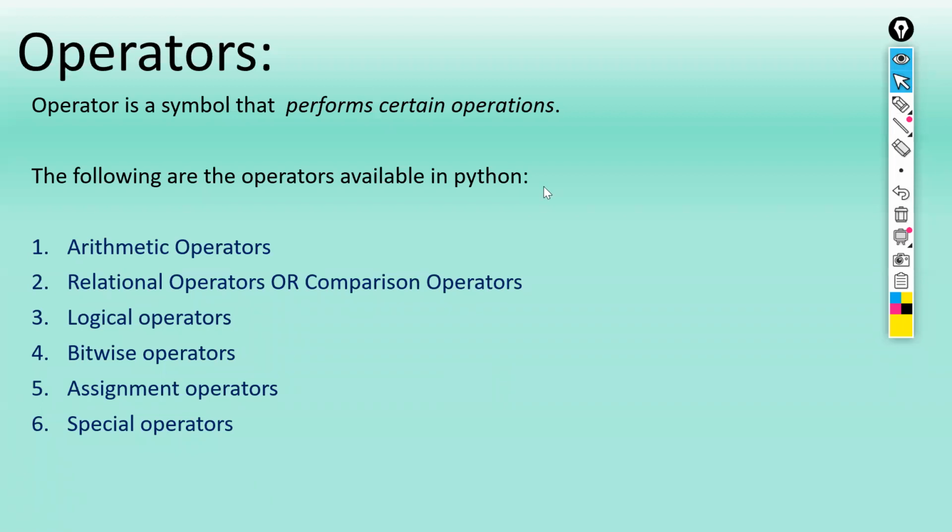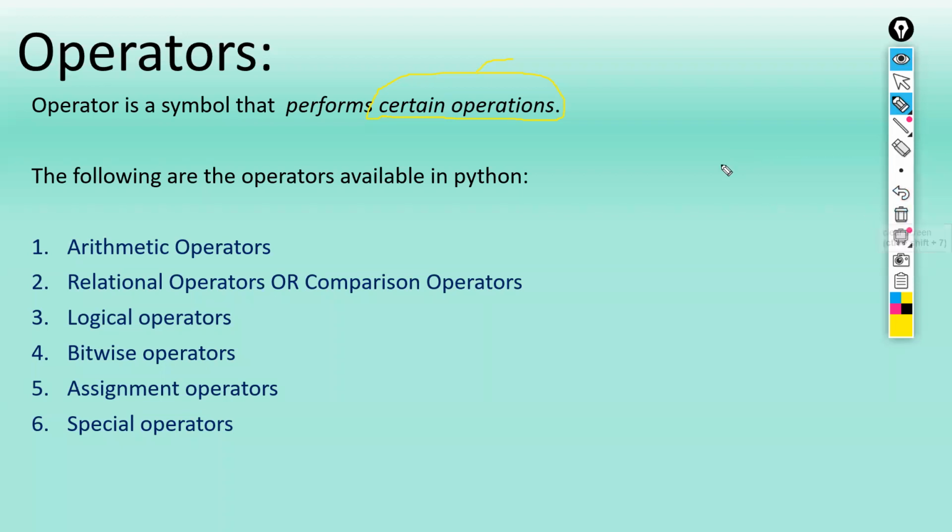Okay, operators. What do you mean by operators? I think everyone knows, because you are very familiar with programming. In C programming, you can use this kind of operators. Operators are used to perform certain operations. What are the operations? Simply addition, subtraction, multiplication, division, or logical and comparison, all this.